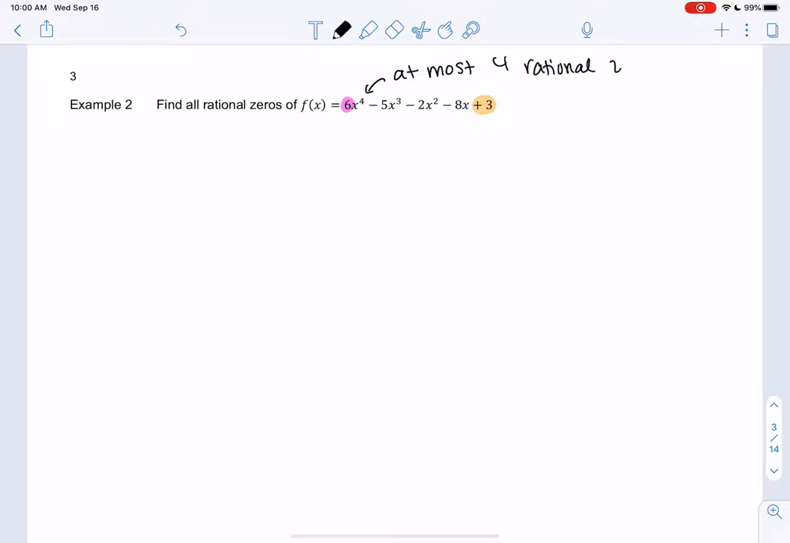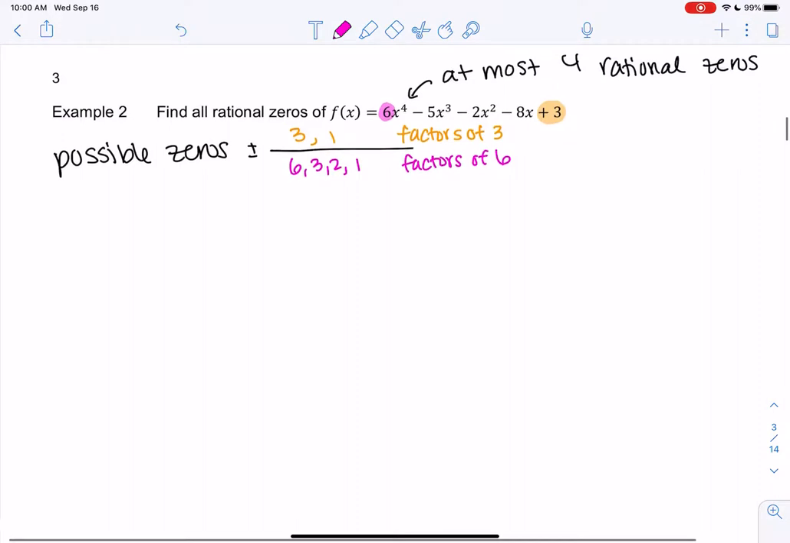Quick correction. But if we do have zeros, they'll fit this pattern. So factors of 3 go on top. That would be 3 or 1, right? Those are the only numbers that go into 3. And then the denominator is going to get a little messy. We're going to have 6, 3, 2, or 1 for factors of 6. And so we're going to have a lot of options.